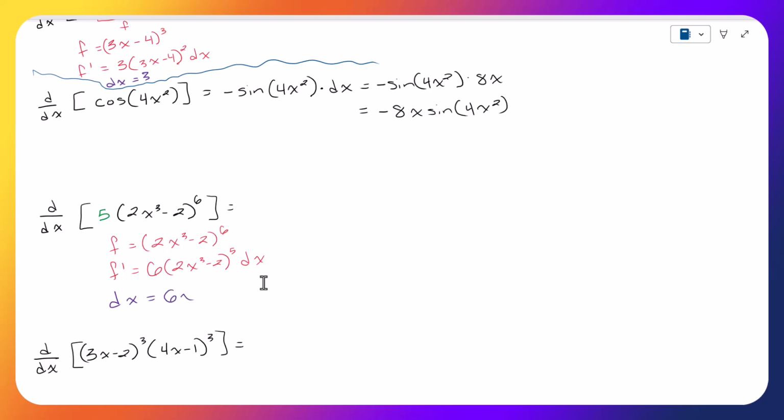Then we just put everything in place. We have f prime. So we have, all right, let me not forget my constant, 5 times 6, 2x cubed minus 2 to the 5th times dx, which we said was 6x squared. We can clean this up. 5 times 6 is 30, times 6 is 180. So 180 x squared, 2x cubed minus 2 to the 5th.